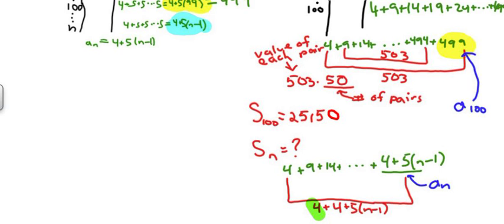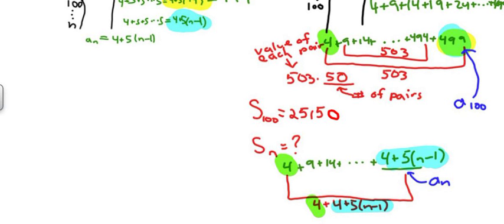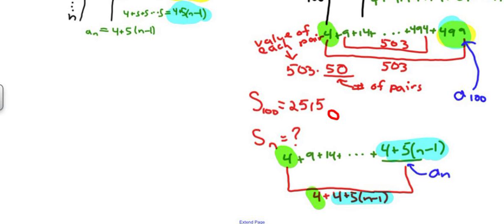Right? The first term was 4. The last term was 4 plus 5 times n minus 1. Right there. So we just did the same thing that we did up there with the 100th term. Right? We did the first term, which was 4, and the last term, which was 499. And we added them together, and we got a nice number, 503. Here we're not getting a nice number. We're getting 4 plus 5 times n minus 1. But that's okay.